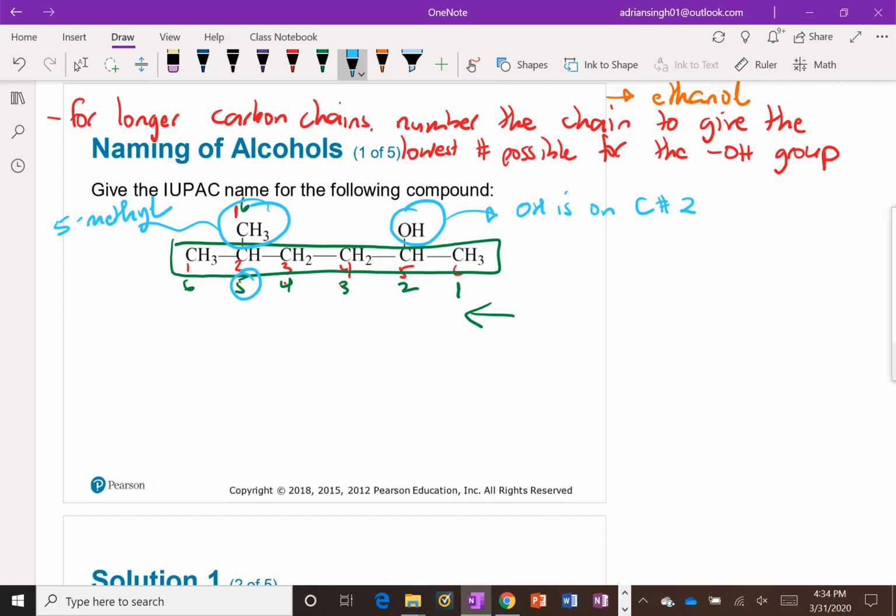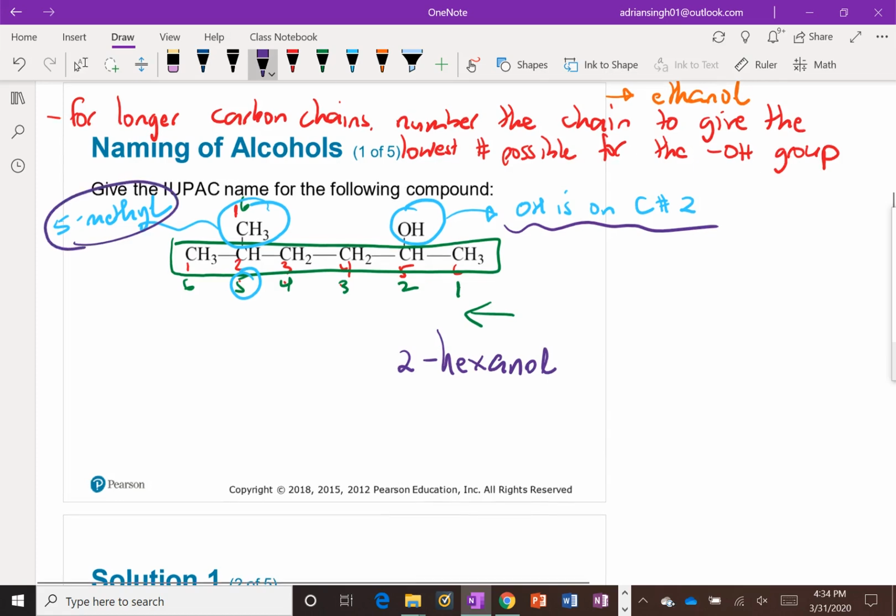methyl. All right, so then we can put our name together. We have a 6-carbon alcohol. So this is going to be hexane, which would be a normal 6-carbon alkane. We're going to drop that E ending, replace it with an OL. And then we need to say now where the OH is attached. It's on carbon 2. So it's 2-hexanol.